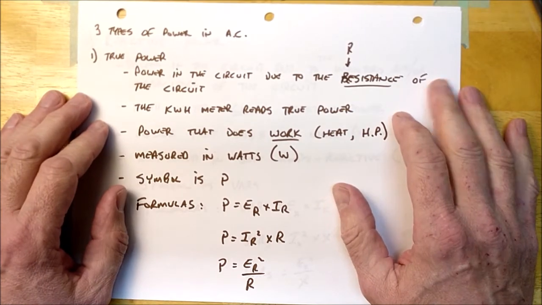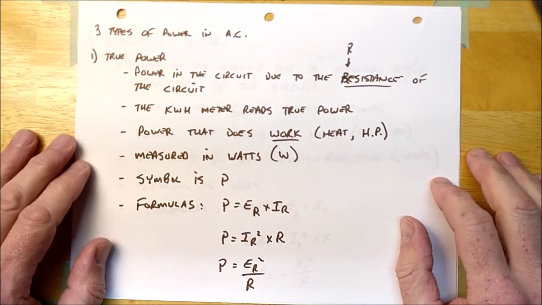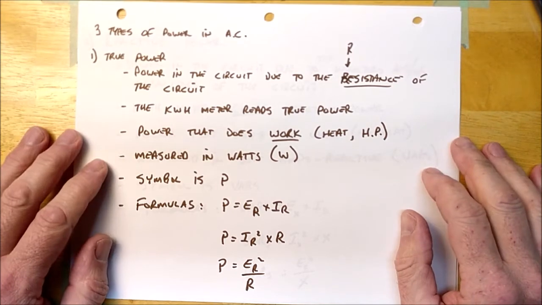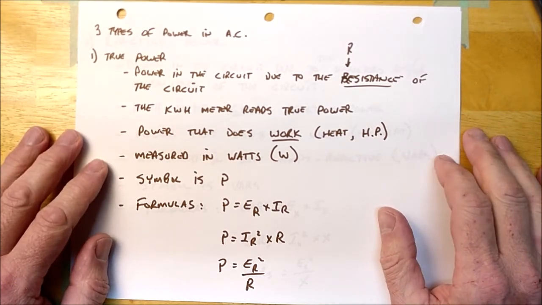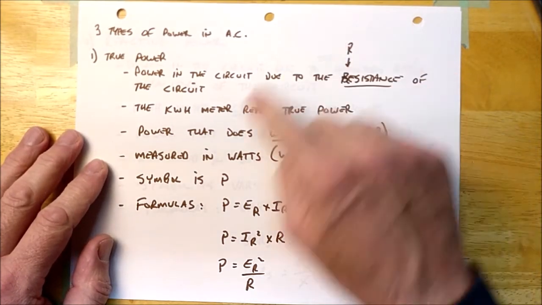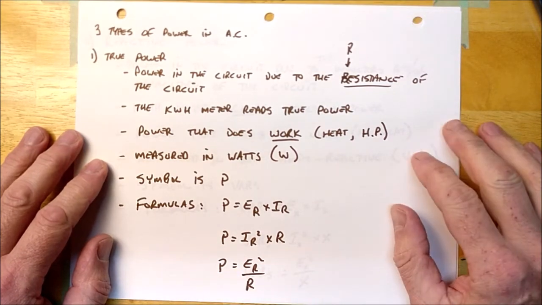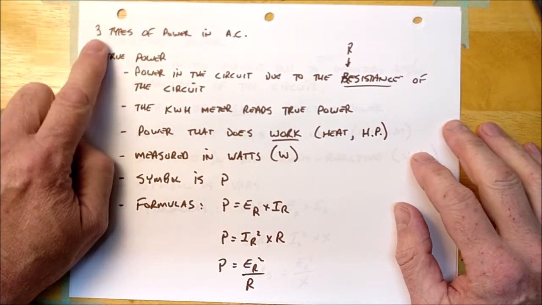and we're going to talk about them one at a time here. I've written some notes out for you here. I hope you can see them. If you want to pause your video and take these notes, you should do that. But I'm just going to talk about them because I've already pre-written them here, okay? So, three types of power in AC.